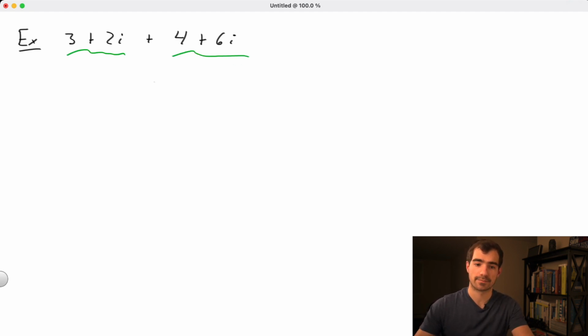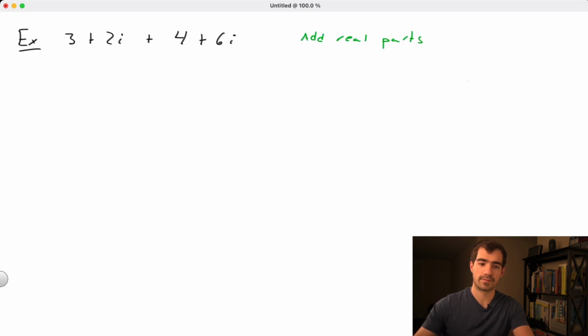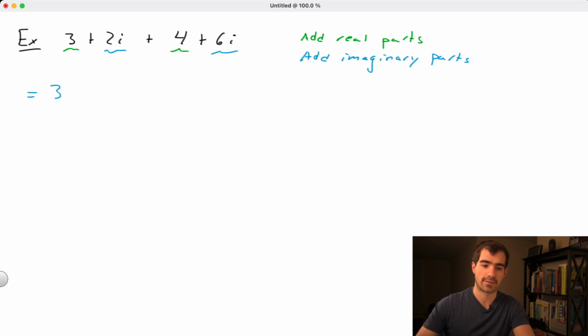And so if we take two complex numbers, say like 3 plus 2i and 4 plus 6i, and add them together, all we really need to keep in mind is that we need to add the real parts together, in other words, 3 and 4, and add the imaginary parts together, so 2i and 6i, in other words, combine the like terms. So in this case, that means we can rewrite this as 3 plus 4, adding those real parts, plus 2i plus 6i, adding those imaginary parts. And in this case, 3 plus 4 gives us 7, and if we have 2i plus 6i, that's 2 plus 6, or in other words, 8i.